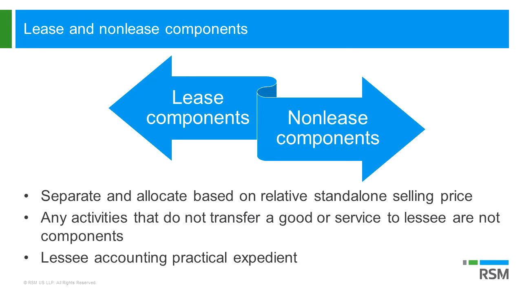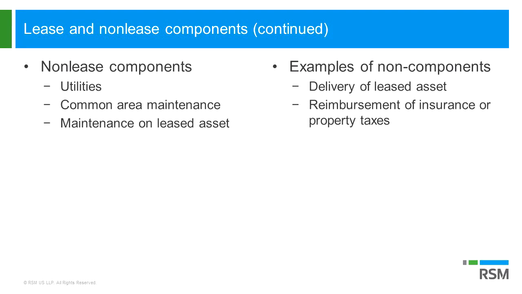On the next slide, you're going to see the definition of non-lease components include utilities, common area maintenance on the leased asset. Examples of non-components are delivery of a leased asset, reimbursement of insurance or property taxes. The key here is non-lease components are components that provide a good or service separate from the lease. For example, utilities and forms of maintenance represent goods or services separate from the right to use the property.